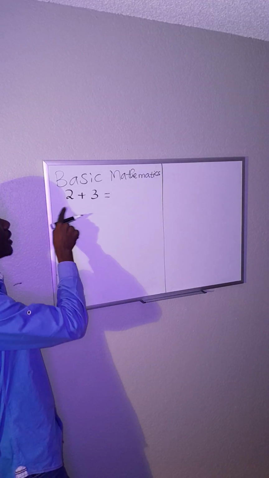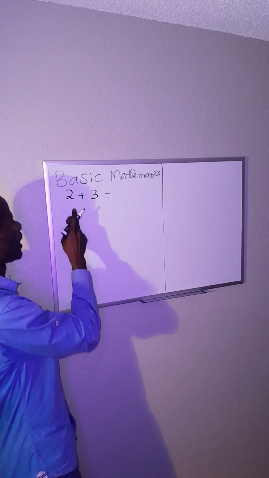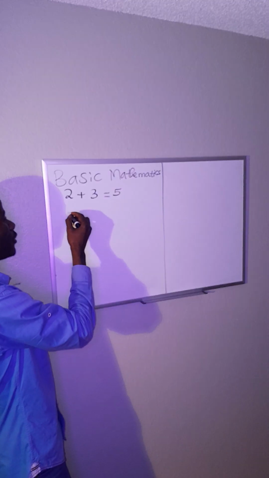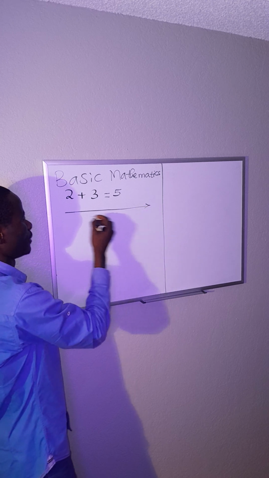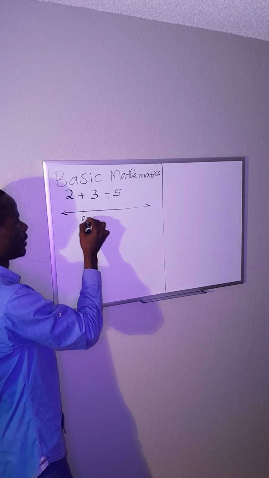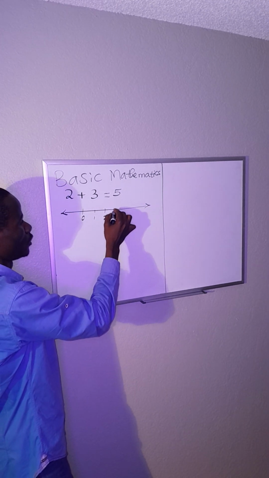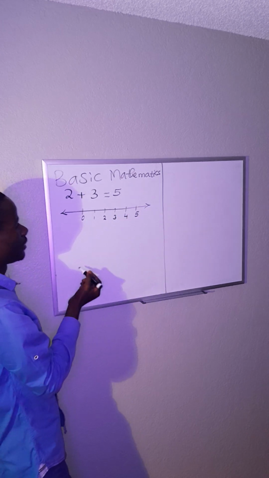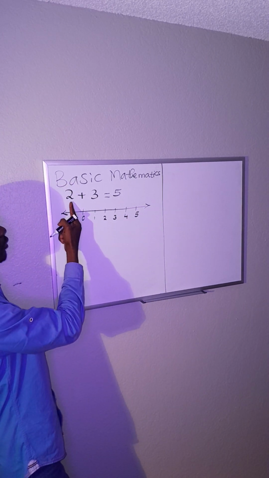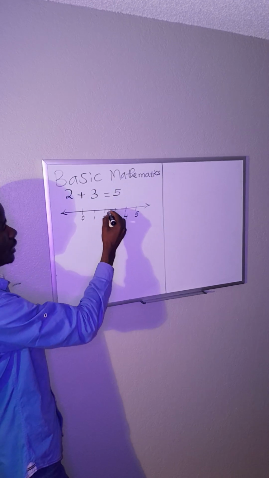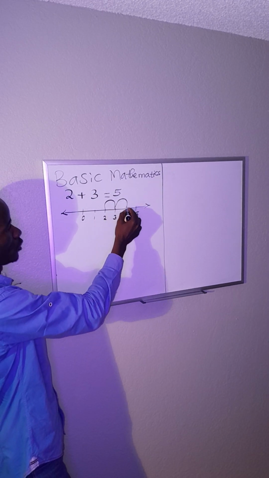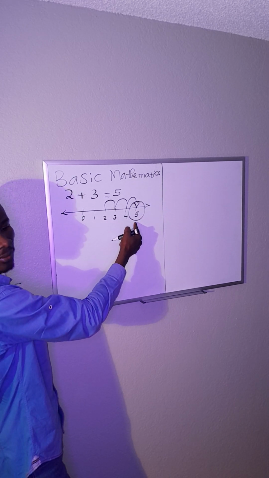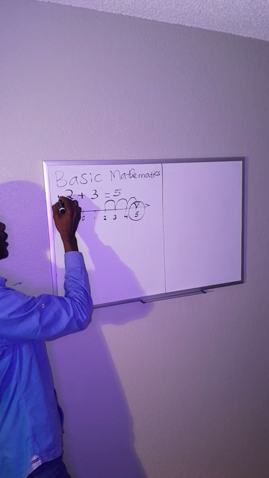Yeah? So it is either you know that if I add 2 plus 3, then the answer is 5, or if you don't know, draw a number line. Then on this particular number line, put 1, 2, 3, 4, finally 5. Stand at 2, move 3 steps towards the right. So 1, 2, 3. Your answer is what? Your answer is 5. So that is one way. So this is where you are adding.